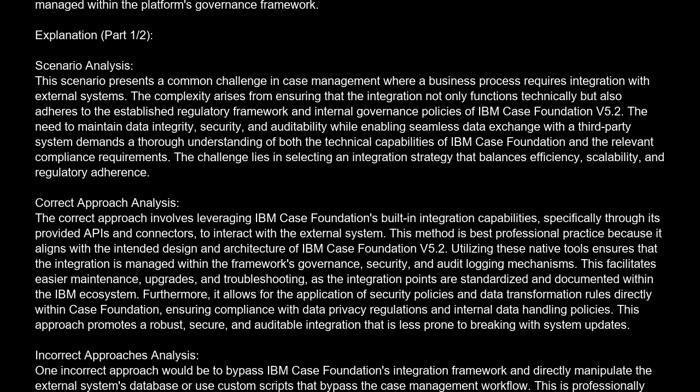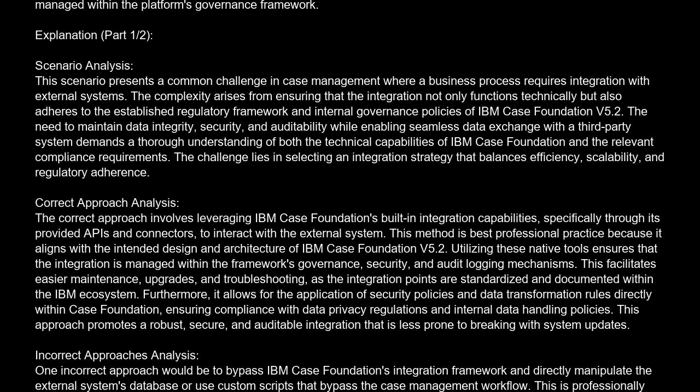Correct approach analysis. The correct approach involves leveraging IBM Case Foundation's built-in integration capabilities, specifically through its provided APIs and connectors, to interact with the external system. This method is best professional practice because it aligns with the intended design and architecture of IBM Case Foundation v5.2. Utilizing these native tools ensures that the integration is managed within the framework's governance, security, and audit logging mechanisms.